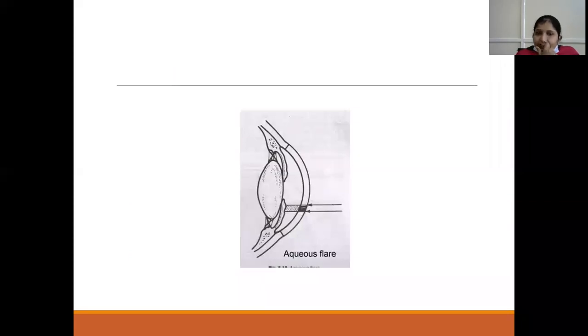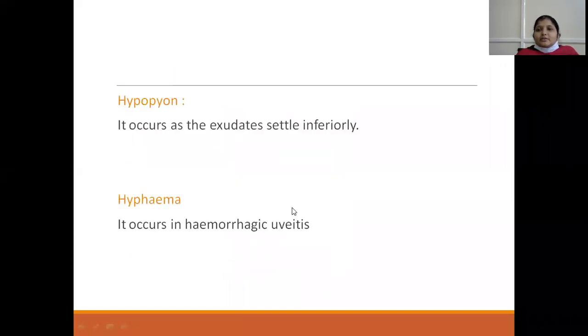So this is a picture demonstrating aqueous flare. Here we have to place a 1 into 1 mm width beam of the slit and focus in the place between the cornea and the iris. You can see aqueous flare.